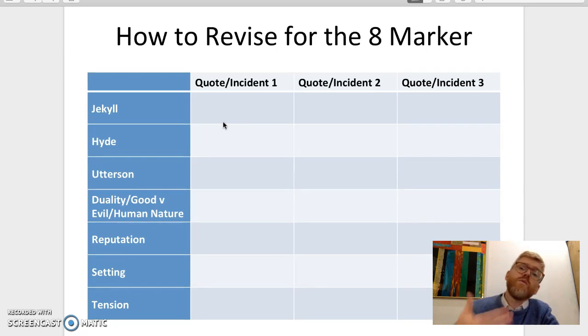So that's a quote that works for a number of different questions, and if you can find quotes or incidents that do that, then it just cuts down the number of different things that you need to remember in order to prepare effectively for this part of the exam.